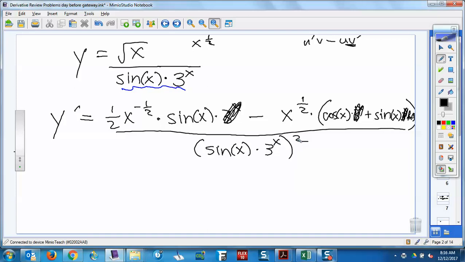So I'd have to write my bottom as this. Instead of squared, I'd have to write it sine of x, 3 to the x. And one of those would be gone. So I'd have a sine squared, and I'd have a 3 to the x down there. Okay?